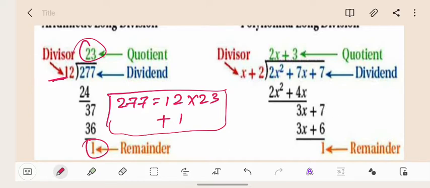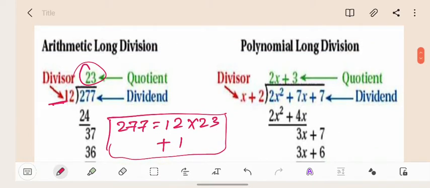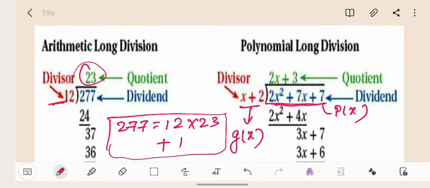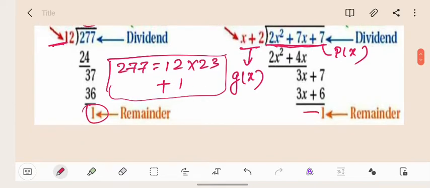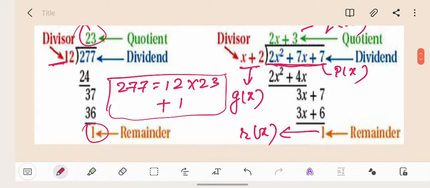Now for algebra and polynomial division, we have p of x. This is p of x, and this one is g of x, that is the divisor, and this one is q of x, which is the quotient, and the last one is the remainder, which is r of x. Okay, so the degree of the remainder here is 0. That's why we received a constant polynomial.